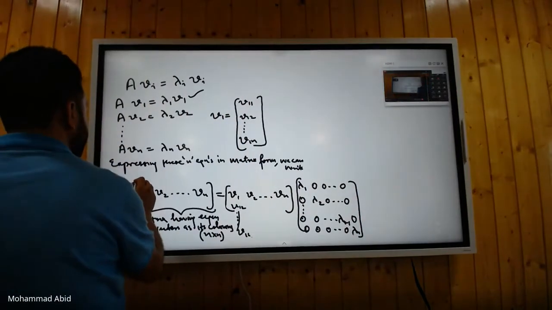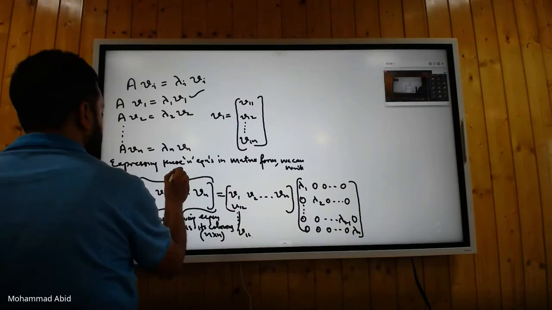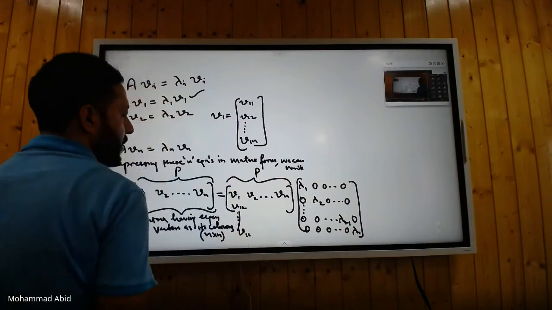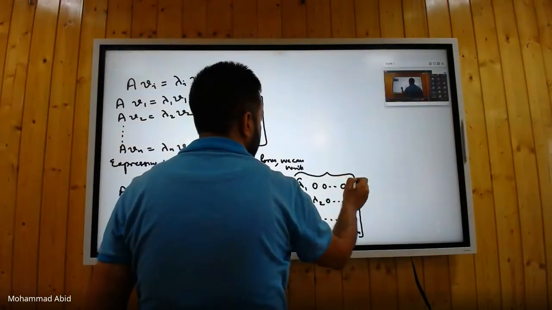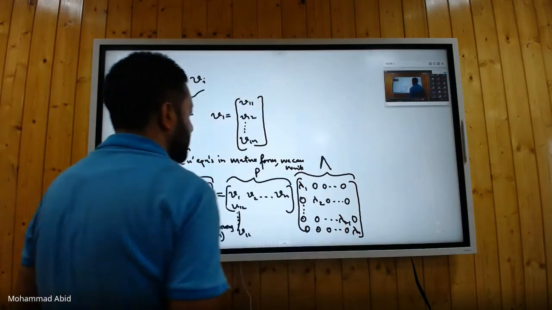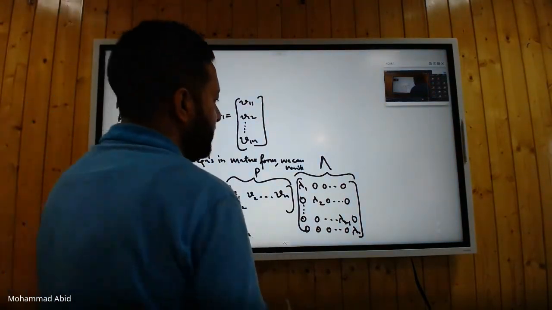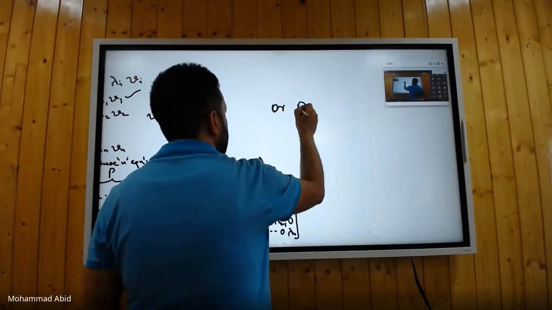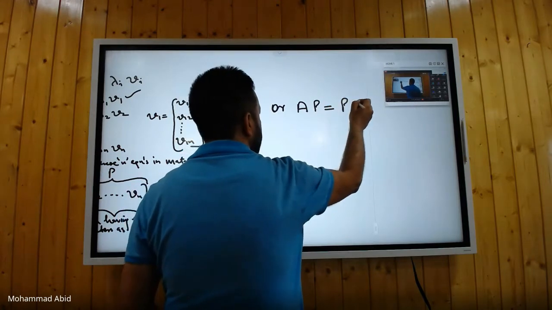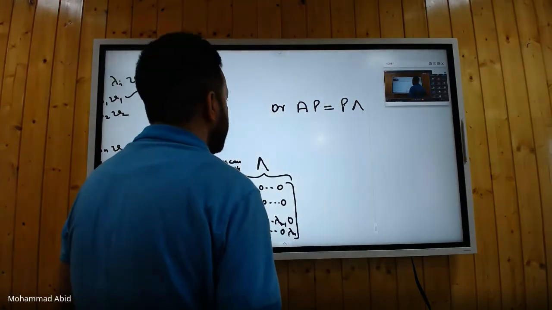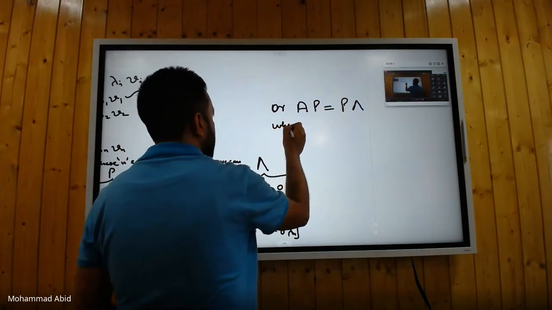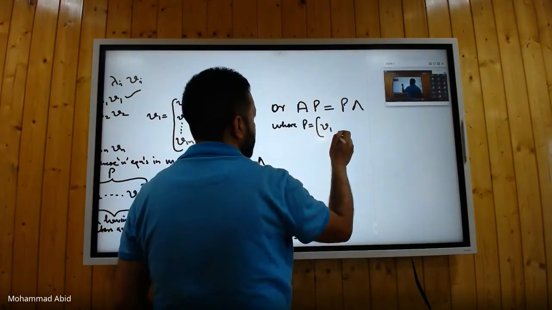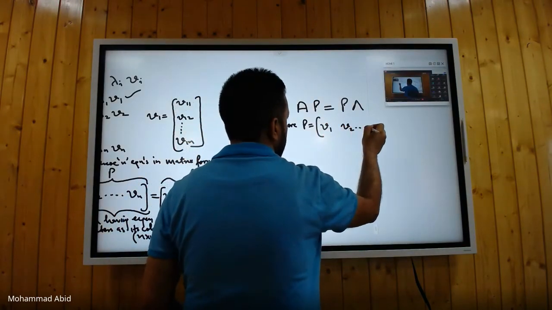So if I call this matrix as P, so this is also P, and this I call as capital lambda, like this. So I can write this expression as A P is equal to P into lambda, isn't it? Where P क्या है? P is a matrix having the eigenvectors of A as its columns, isn't it?